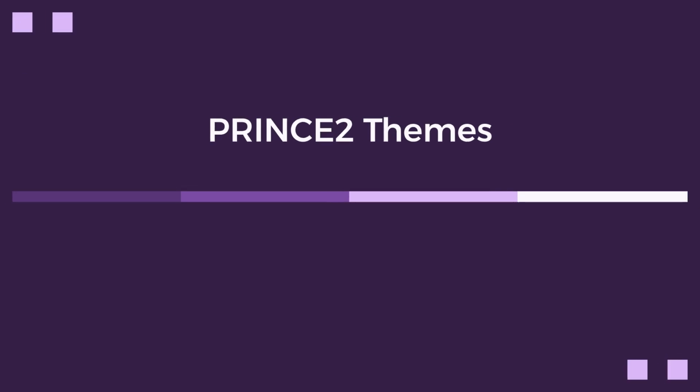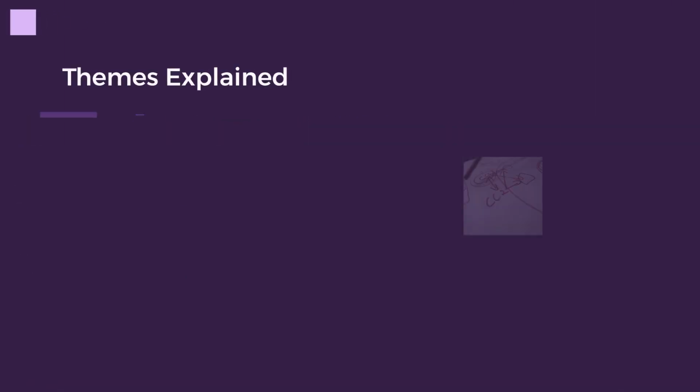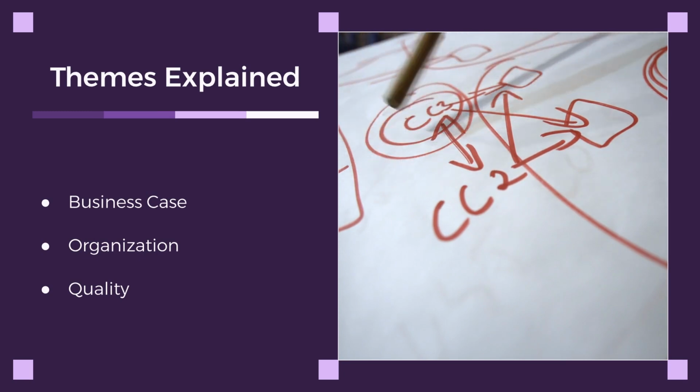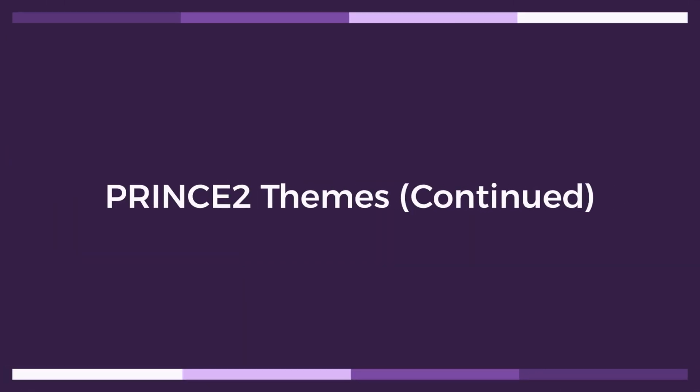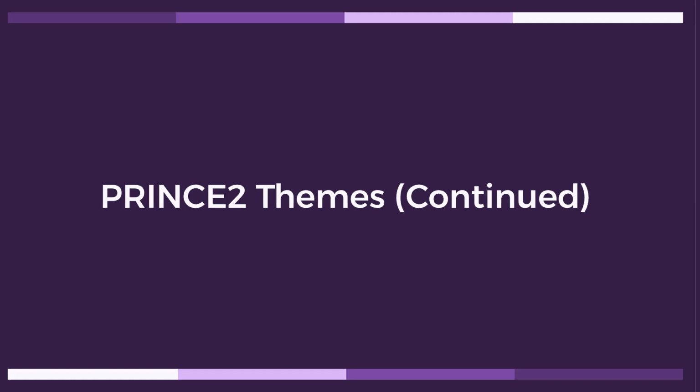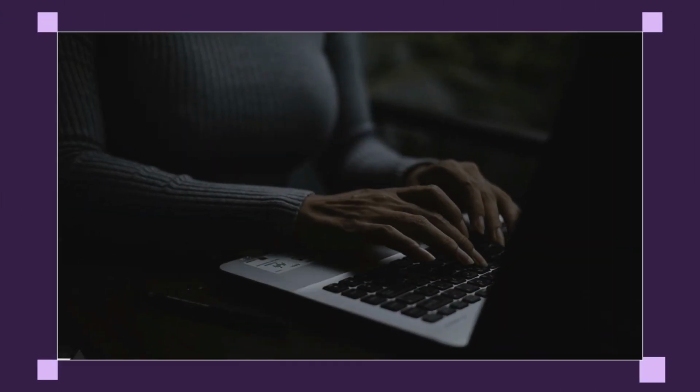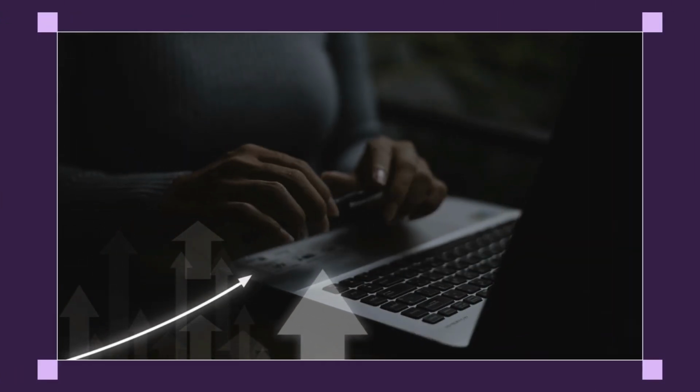The 7 PRINCE2 themes focus on aspects of management, like the business case and organization. Business case, organization, quality, and plans are essential management themes. We'll now cover risk, change, and progress. Managing risk, change, and progress are vital for project management.